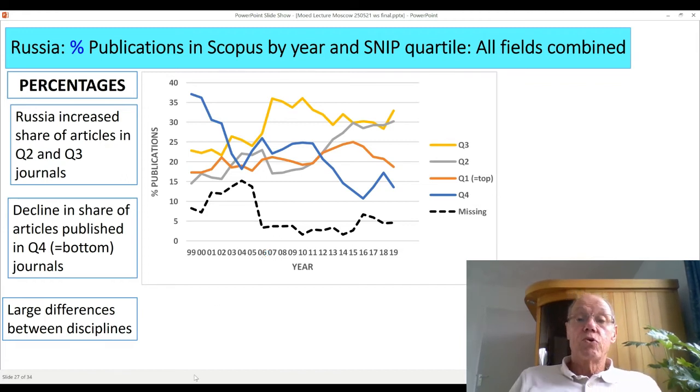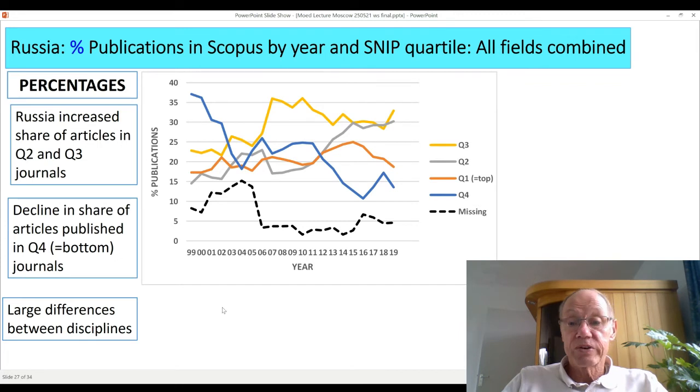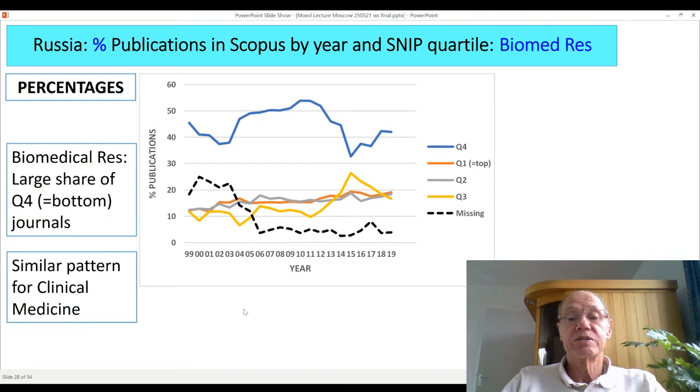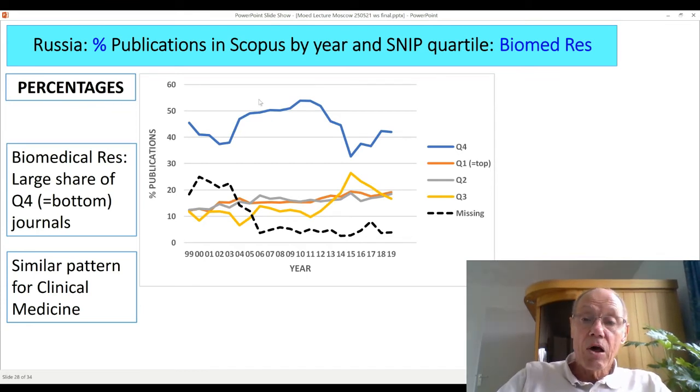This is a result for all papers taken together from all disciplines, but I have some results per discipline too, and that's very relevant because there appear to be large differences between disciplines. Here I show the results for biomedical research, and here we note a large percentage of papers in the Q4 or bottom quality quartile. And it fluctuates, but it's more or less around a more steady level of, say, 40% or so.